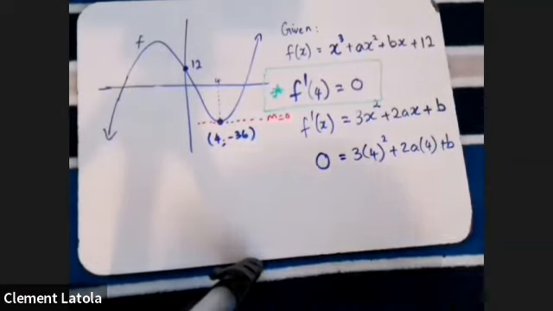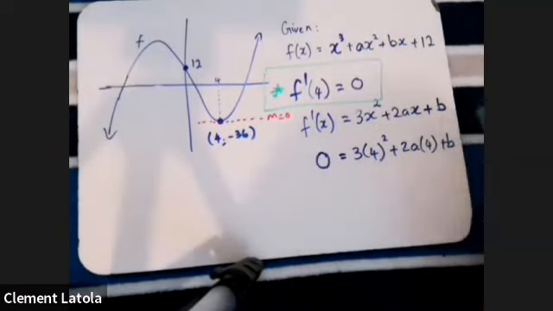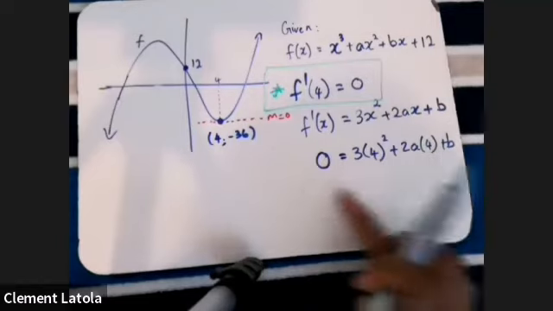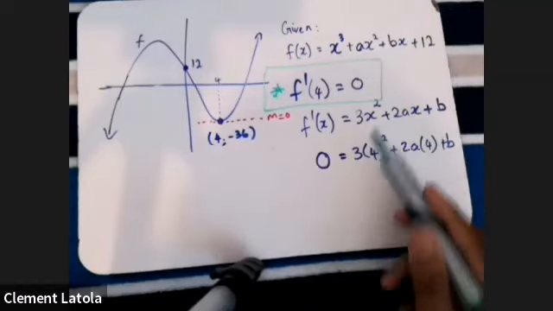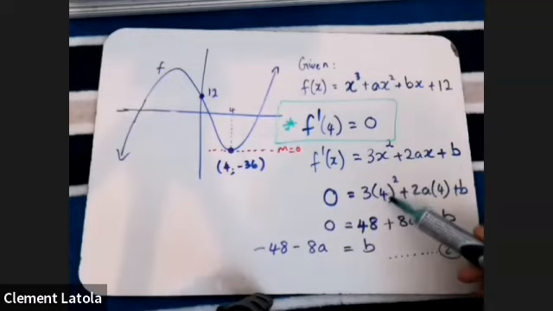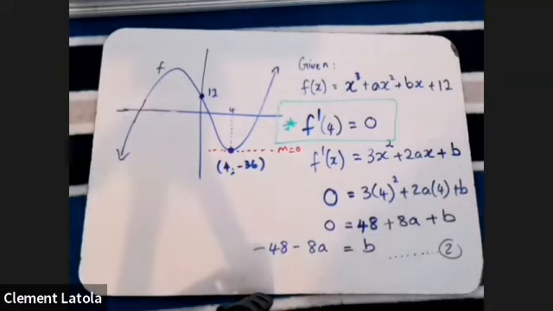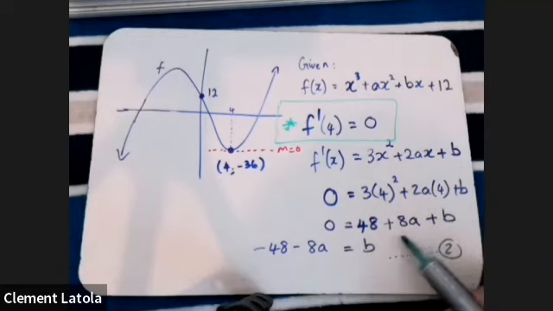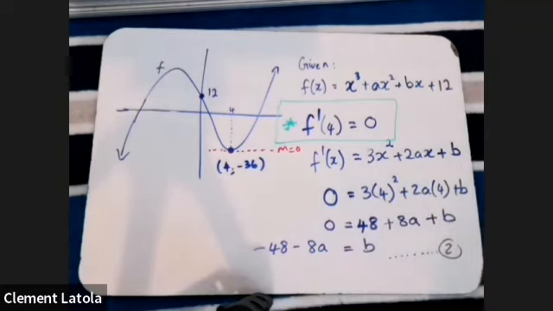Okay, so the first thing I did is I took the derivative. Second thing, I made it equal to 0. And lastly, I substituted x with 4. In fact, this step goes together: equating it to 0 and substituting x with 4. Right, so let's continue. So 4 squared is 16. You multiply that by 3, which gives us 48. Then 2 times 4 is 8. So this is 8a. And then b is all on its own.